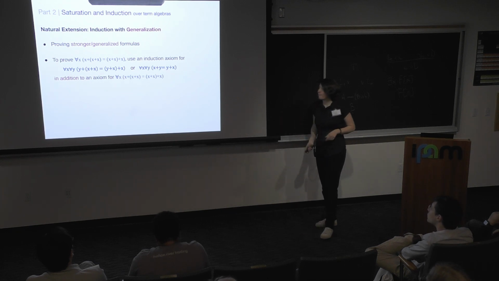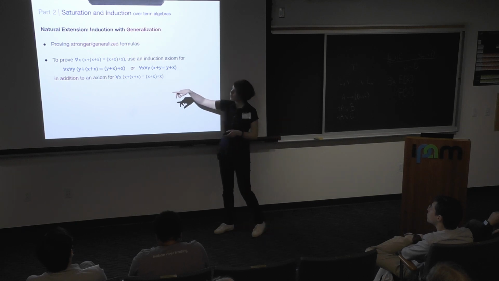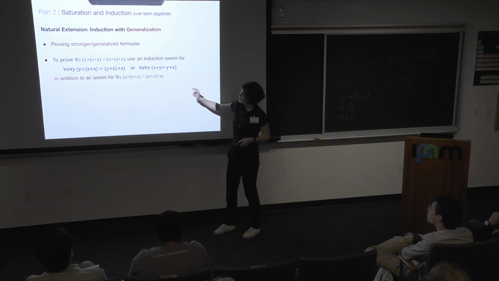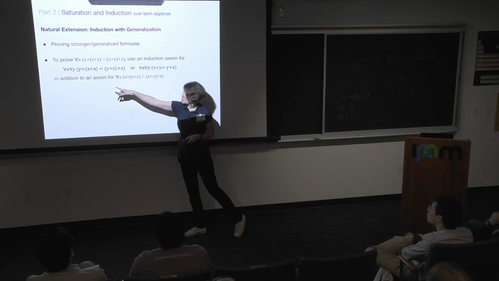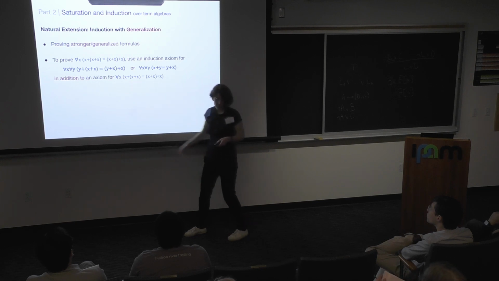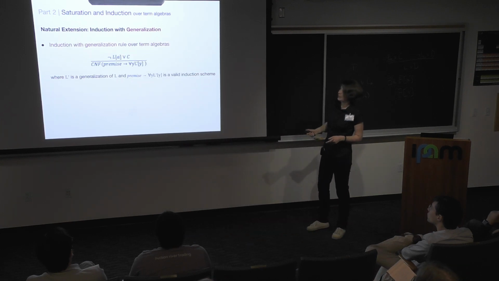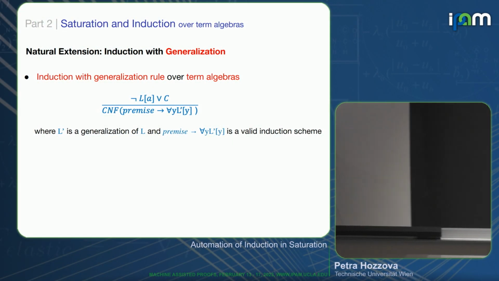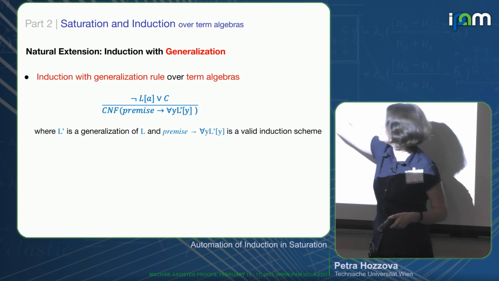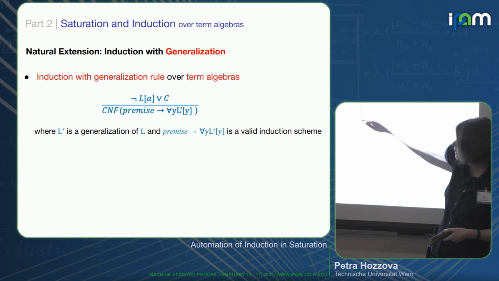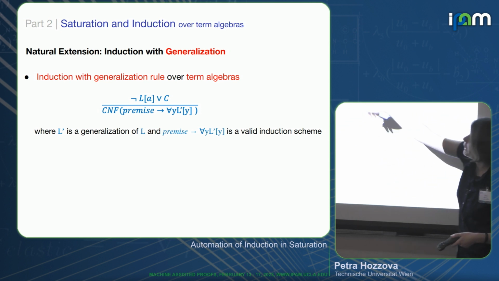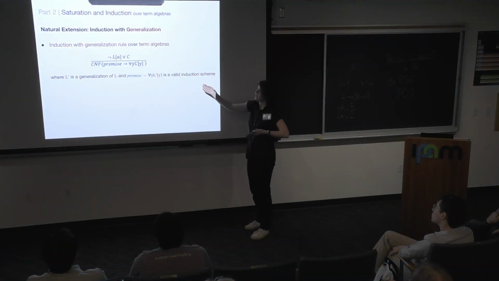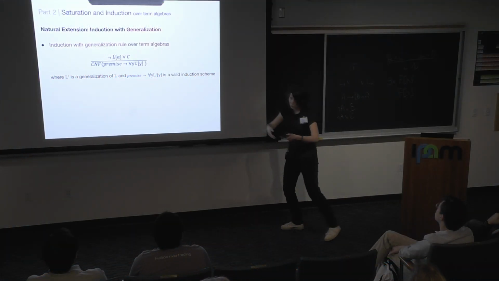So to prove this formula, we actually want to use an induction axiom for a generalization of that formula. And we're doing that in addition to using an axiom for the original formula. So what I mean by this is that we have this modified rule for induction with generalization, where we have the same premise as before, but the scheme that we're using is actually a scheme for a stronger formula. Here we have L prime, and L prime is a generalization of L. And again, the scheme that we're adding is a valid induction scheme, but it's an induction scheme for the generalized formula, not for the original one.